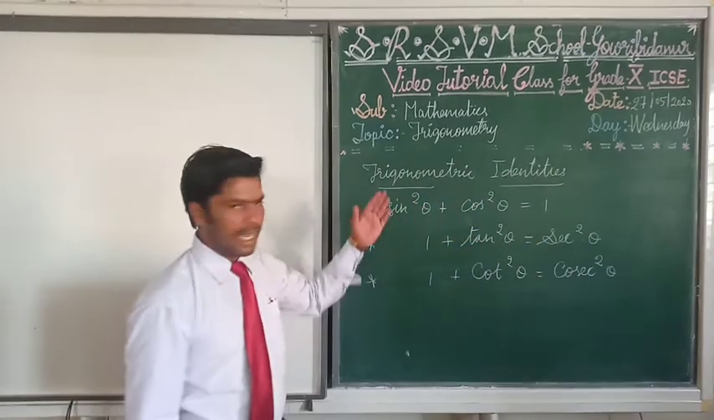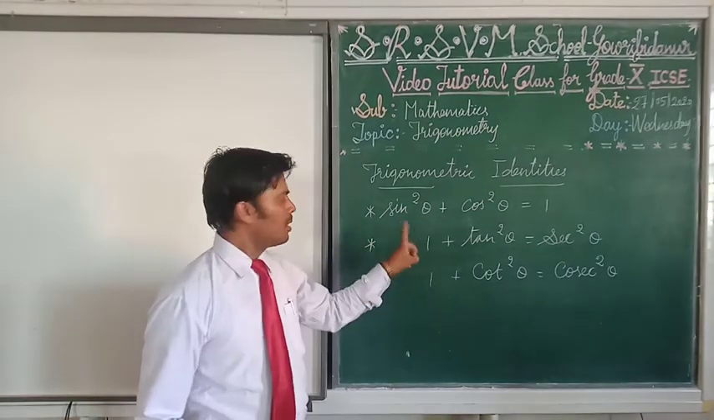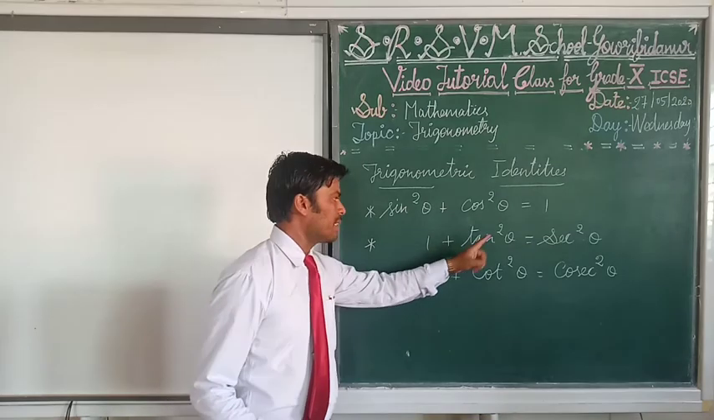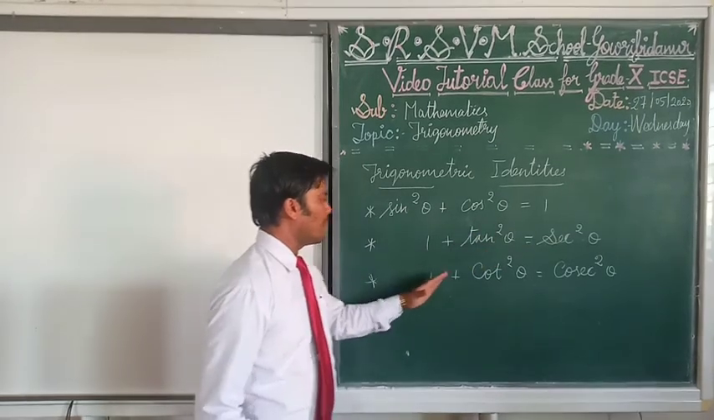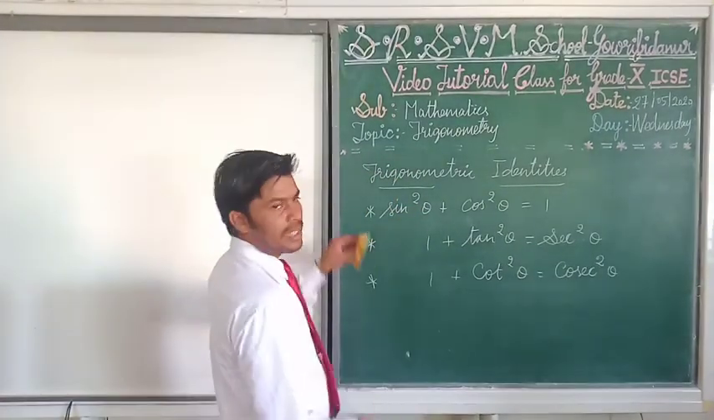So in this one only, again 6 trigonometric identities are coming. So this is very important. Sin square theta plus cos square theta is equal to 1. 1 plus tan square theta equal to secant square theta. 1 plus cot square theta equal to cosecant square theta. Next we will see the sums.